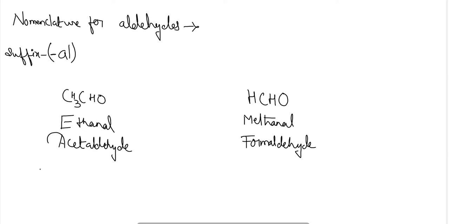Now taking some more examples, CH3CH(CH3)CHO. Here the chain which is to be considered as the root chain or the main chain will be this three carbon atom chain. So 1, 2, 3. So the name of this compound will become 2-methylpropanal.